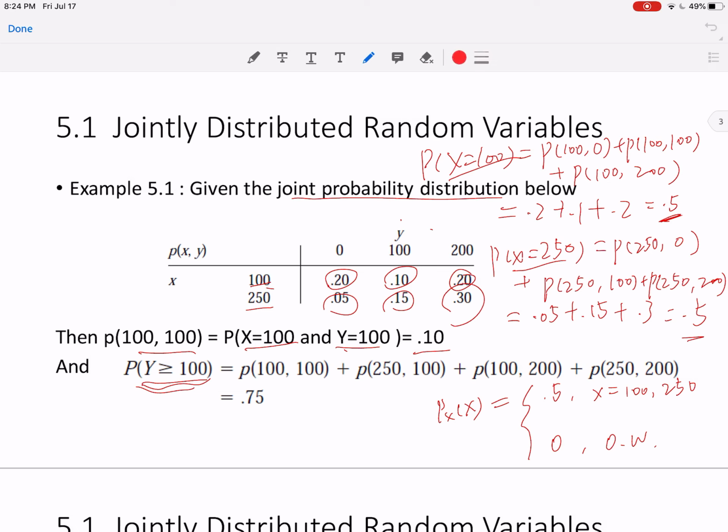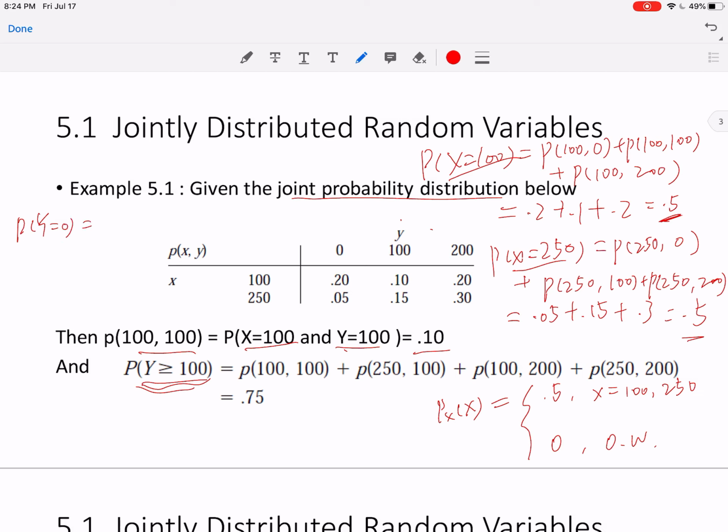Let's take a look at how to find the marginal PMF of y. As I just did, we need to find all the possible values of y. Of course, in this case, y could be 0, 100, and 200, right? And then we just need to find the probability of each.